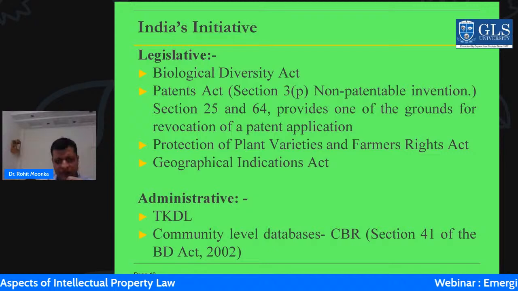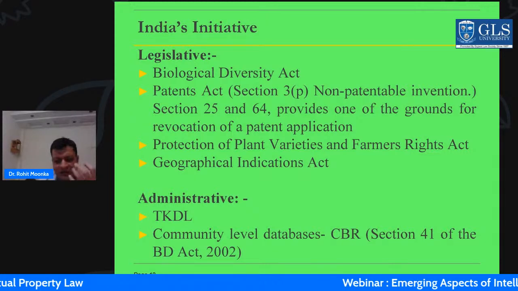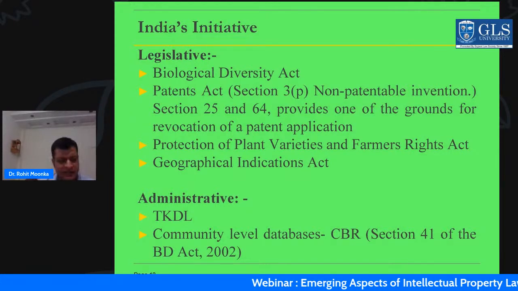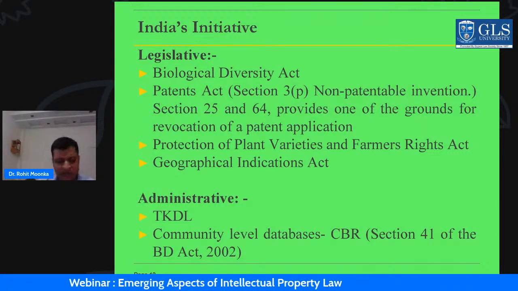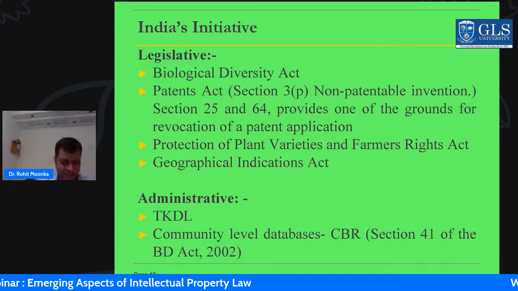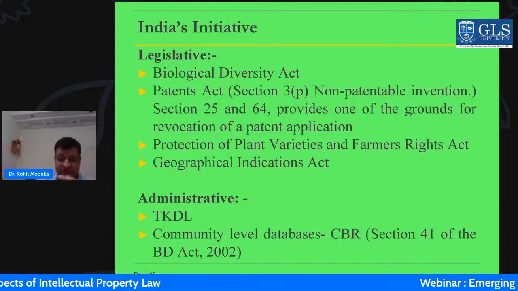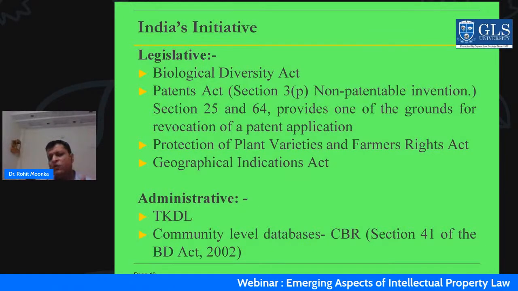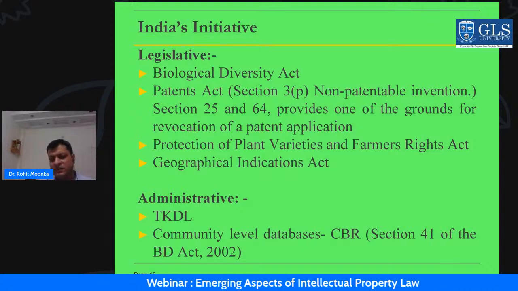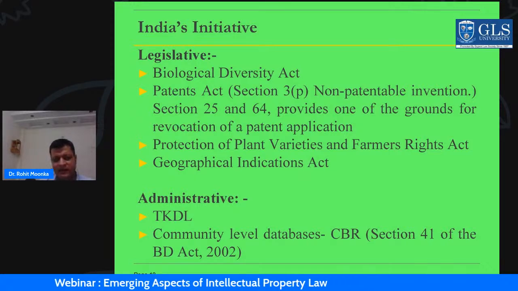So there are different kinds of varieties stated under the Plant Variety Protection Act. One of the varieties is the farmer's variety. This allows a farmer who has developed a new variety to be entitled to registration of that particular variety under the Plant Variety Protection Act.